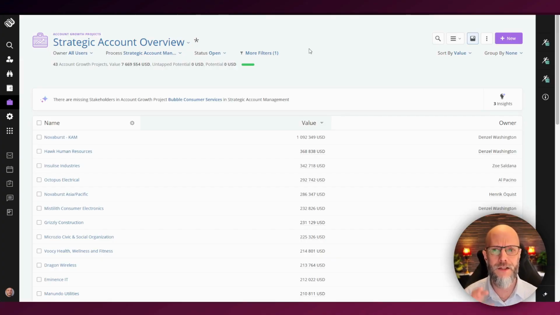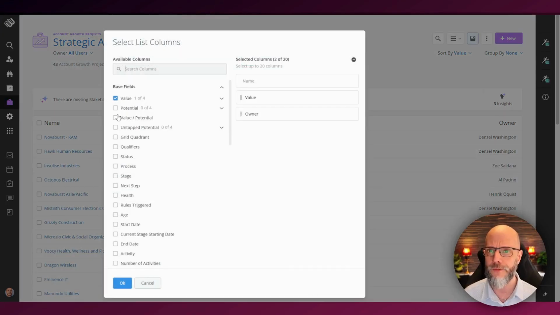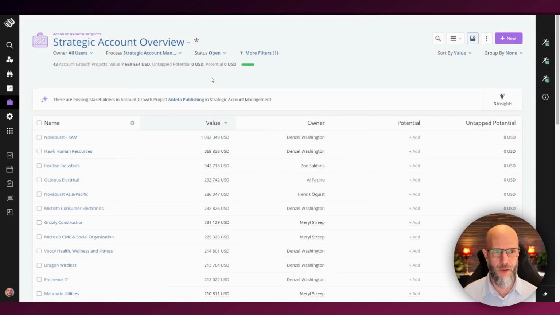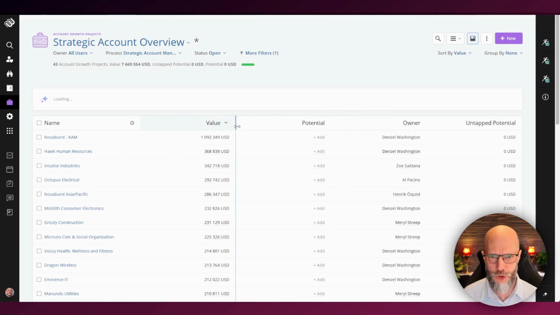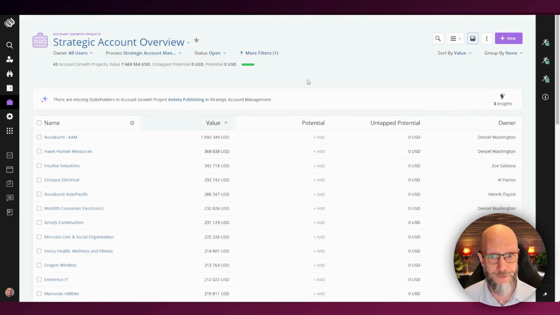Let's then add potential. So I'm going to click on the cogwheel here and add potential. And I'm also going to add untapped potential. So here, we're now going to be able to see that we have a couple of other columns. And I'm going to move these just to the left so I can have these nicely side by side.